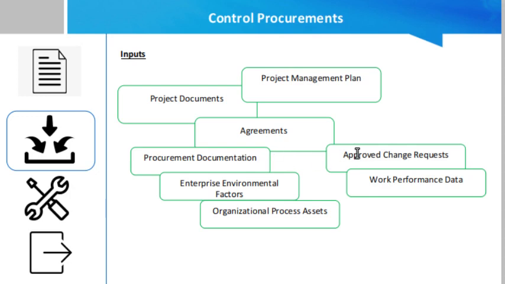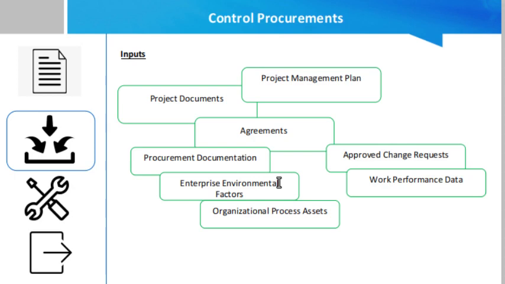Approved change requests. Approved change requests means, friends, that if you have already made some documentation, for example you made the contract, and now you realize that a few changes are required in the contract, then approved change requests are the change requests which have been approved by the change control board. Then enterprise environmental factors means the organization's culture and environment, how they manage procurement. Normally, for example, let's suppose that as per their organization, they take 1 month for the process of procurement.